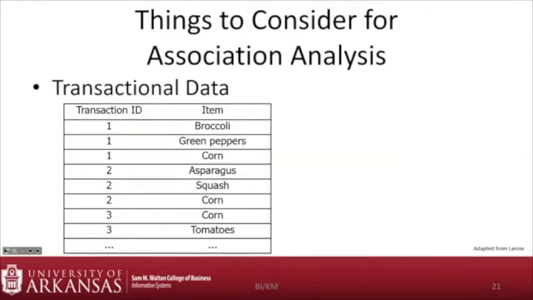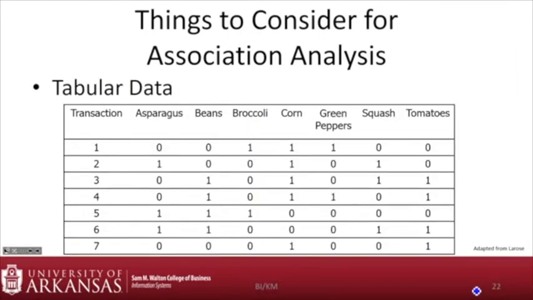Raw data. The transaction data is going to, like I said, look more like a receipt. Okay? Transaction ID. So the first person bought broccoli, green peppers, and corn. The second person bought asparagus, squash, and corn. In terms of tabular data, each row is going to be a transaction. Here are the 7 different items that we sell, and now we're going to say, okay, so row one, person 1 bought beans, broccoli, corn, and green pepper. There's just different ways to represent the same data.